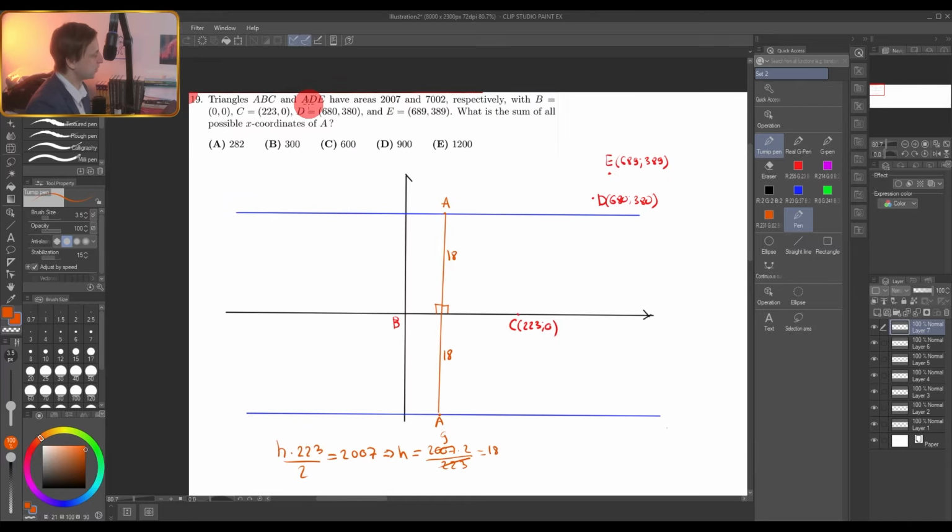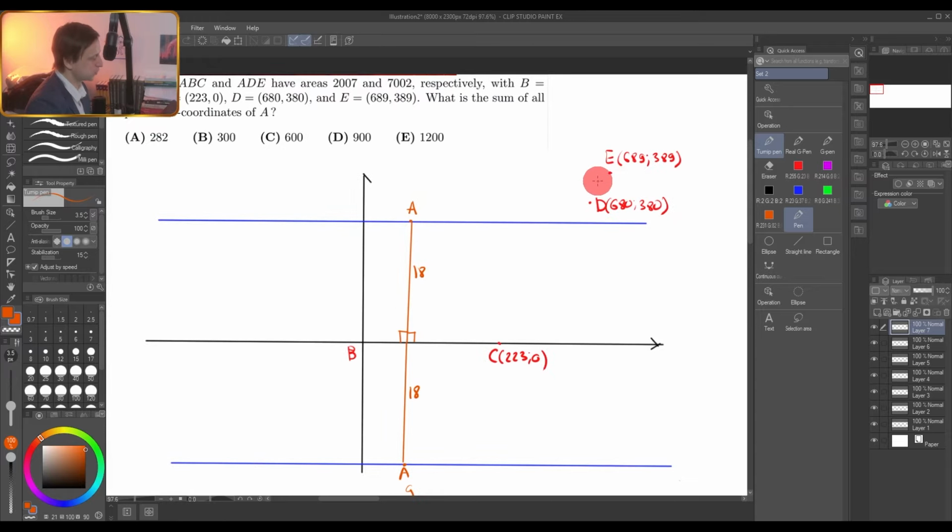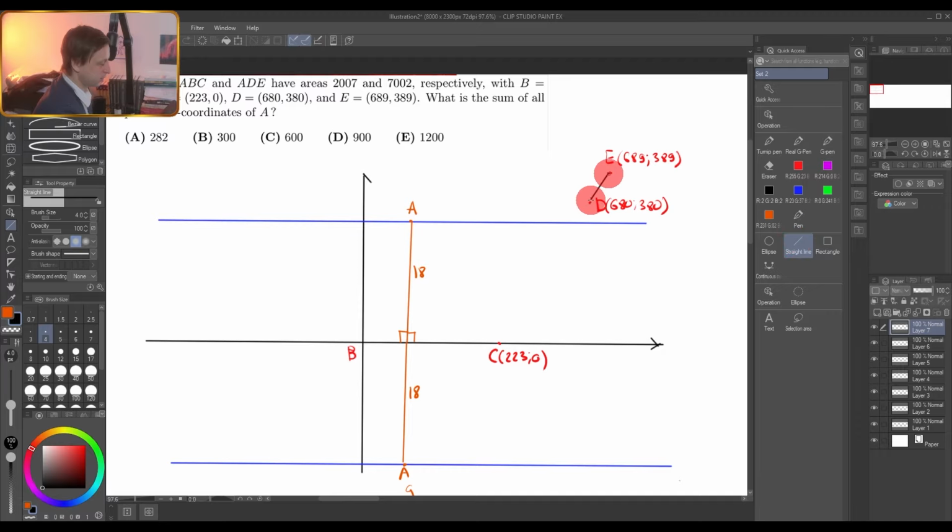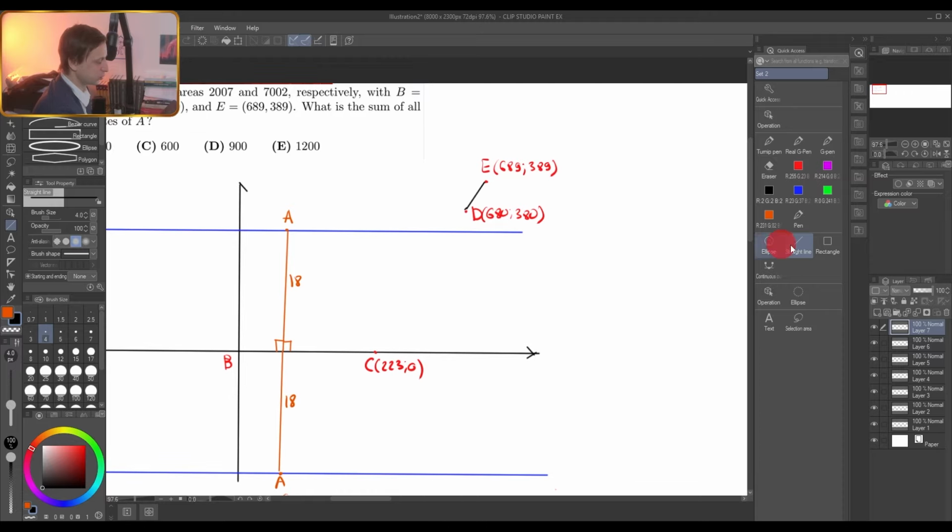So now the second condition, the area of triangle ADE is 7002. We will use, of course, the same idea. However, you see that DE is not such a good segment, because E and D have the property that delta x, the difference in x, is 9, and delta y, the difference in y, is also 9. If delta x is 9 and delta y is 9, it means that DE is simply 9 times square root of 2, right? So let's write it here: DE equals 9 square root of 2.